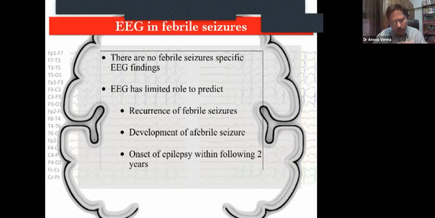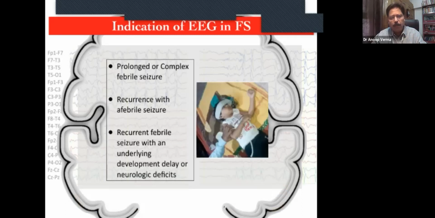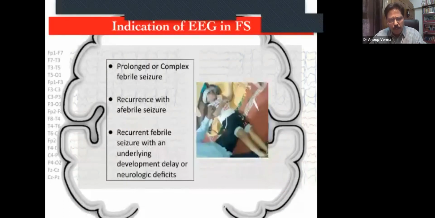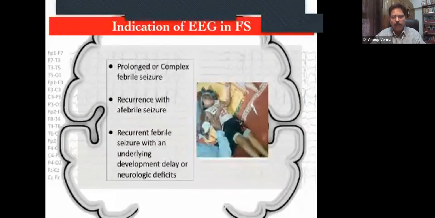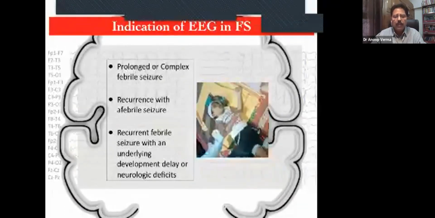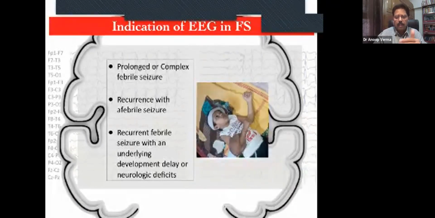Clinically reach a conclusion that you are dealing with a case of simple febrile seizure. Dr. Ajay, on the first day of his opening remarks, beautifully illustrated the case, which is why I have kept this. So EEG should not be a part of routine evaluation in neurologically healthy children with a simple febrile seizure. But there are definitely indications for EEG if the patient has a complex febrile seizure, as depicted in the video, with a focal seizure, or a recurrent febrile seizure with developmental delay. In these clinical situations you can advise EEG so that future recurrences and future epilepsy can be assessed.